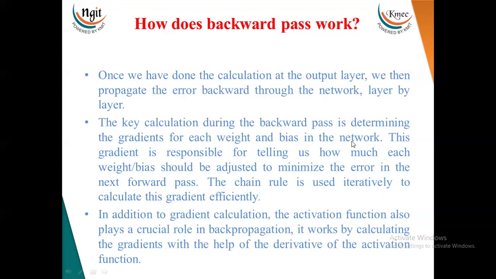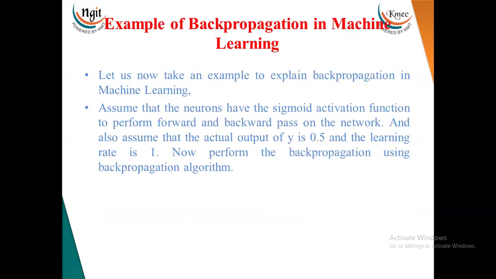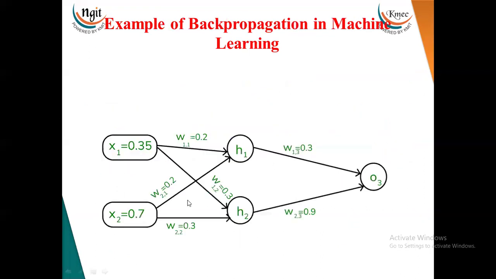Okay, so two things you have to remember. In the forward pass, we are calculating the output, what exactly we are going to get. Then we'll calculate the error and move backward in order to minimize the error. So we'll see one example. The y value is 0.5 and the learning rate is 1. So this is our example.